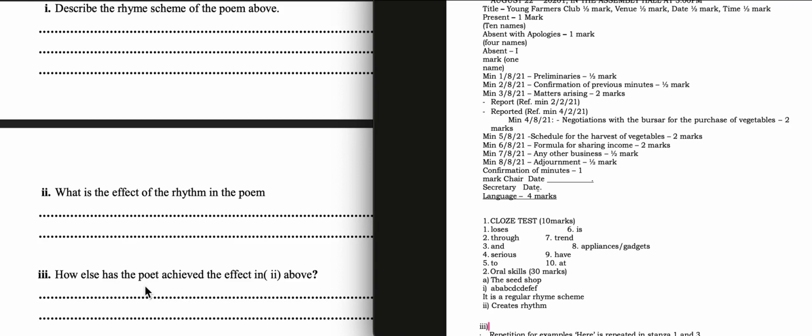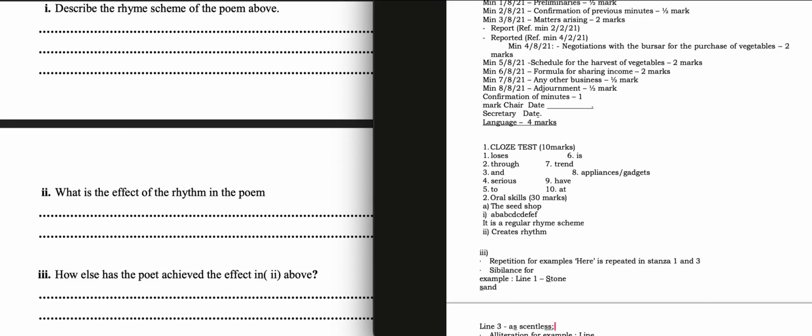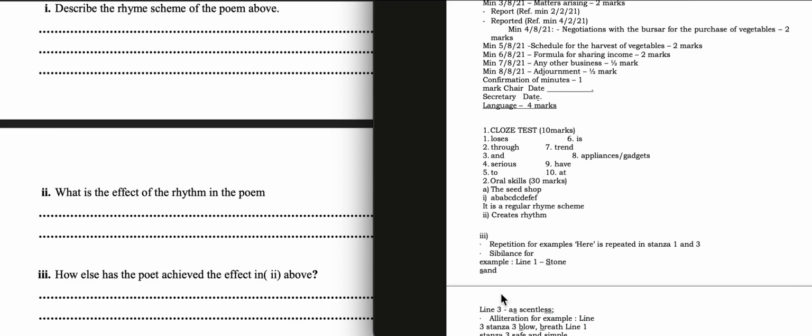How else has the poet achieved the effect in two above? The effect of creating rhythm is repetition. For example, he has repeated here in stanza 1 and 3. There is also sibilance. For example, line 1, stone, sand. Line 3, scentless. This is alliteration.